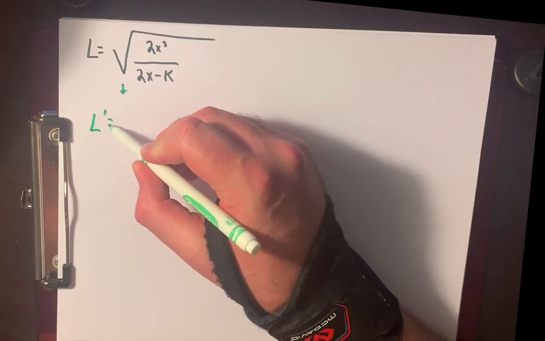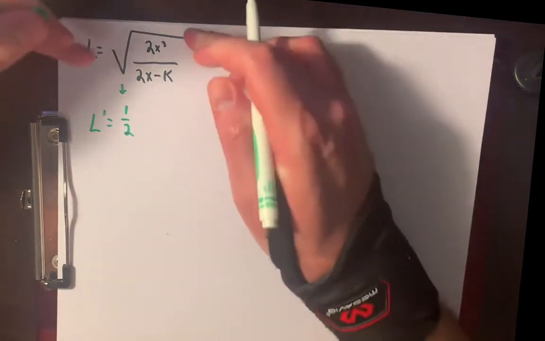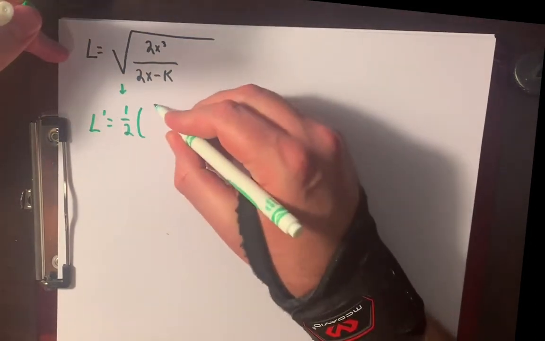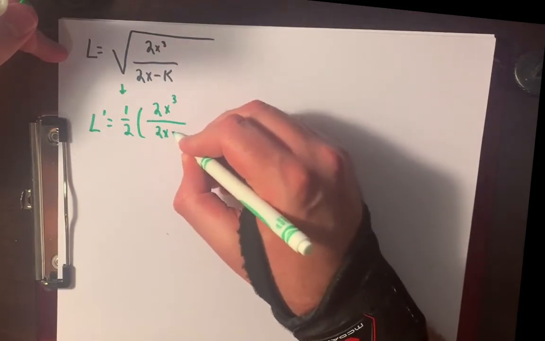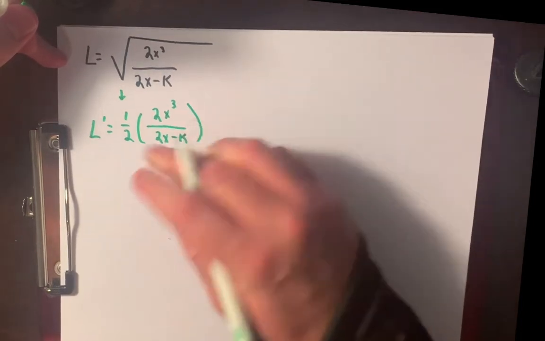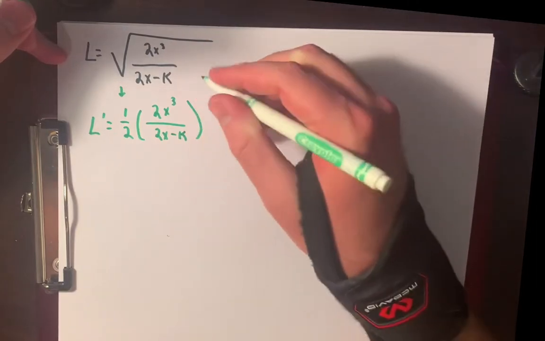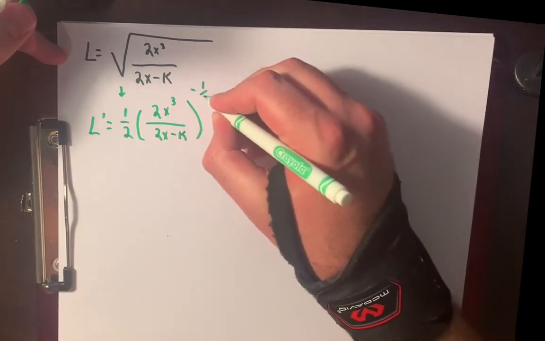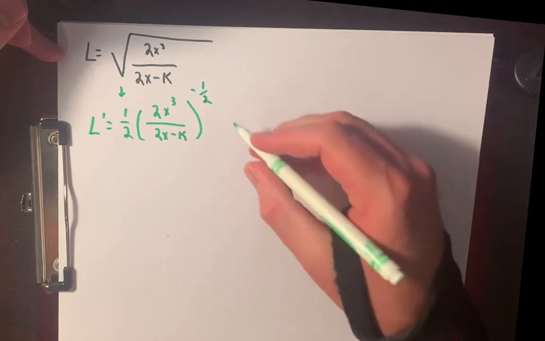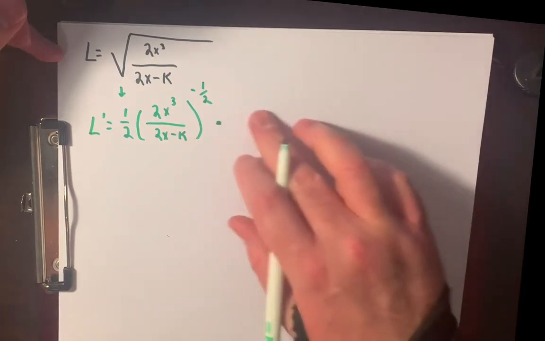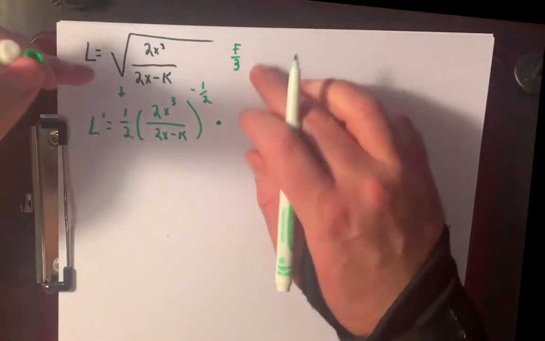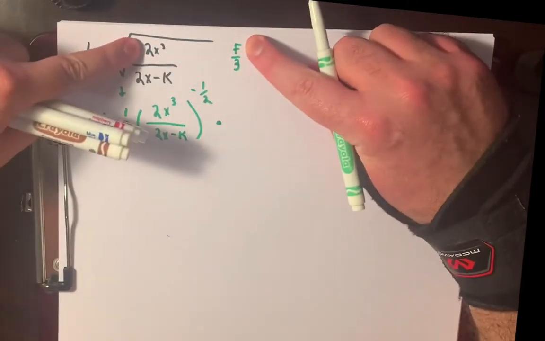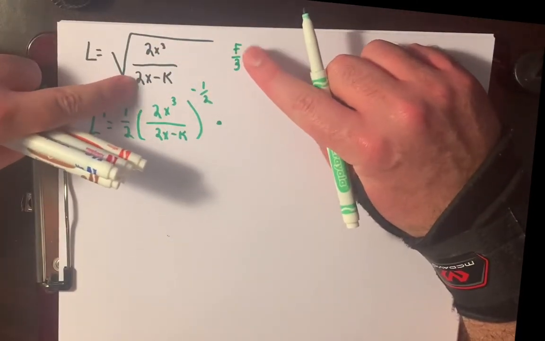So L prime is going to be equal to the square root. Well, I can just go ahead and say that that's the same thing as being raised to a half power. So 1/2 minus 1, that's going to give me negative 1/2 power. That's the first step. And now I need to multiply this using the chain rule. I always have to label my f and my g. So my f, in this case, is 2x to the third. My g is 2x minus k.